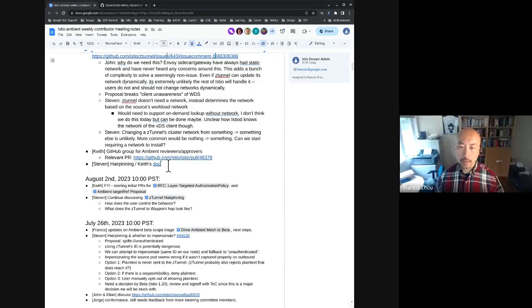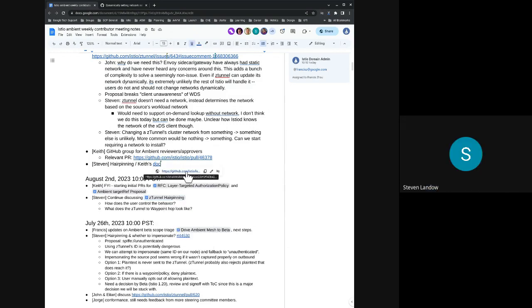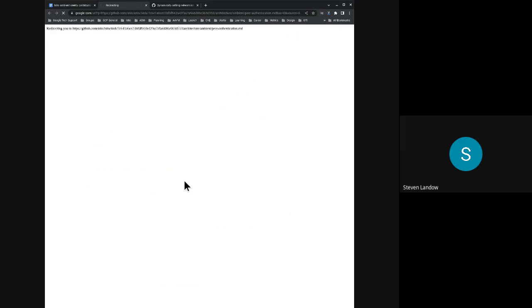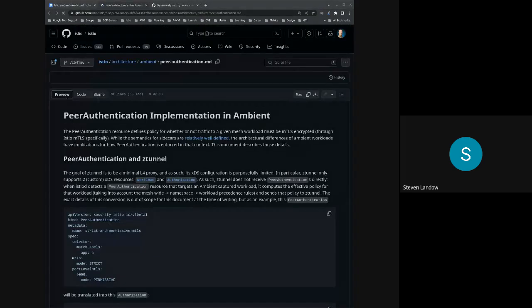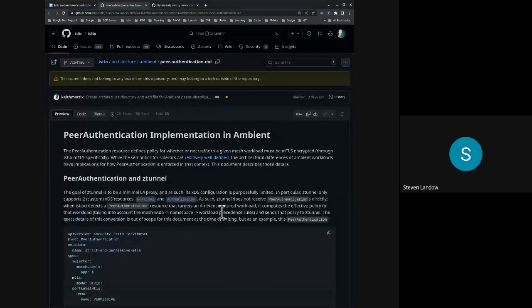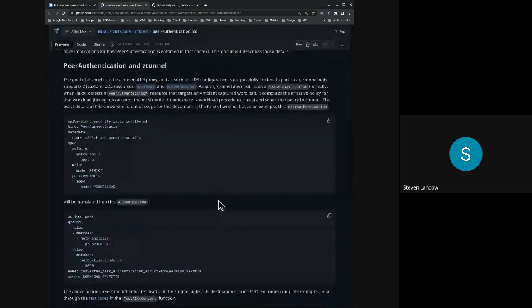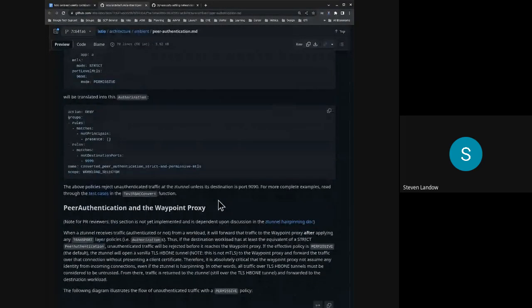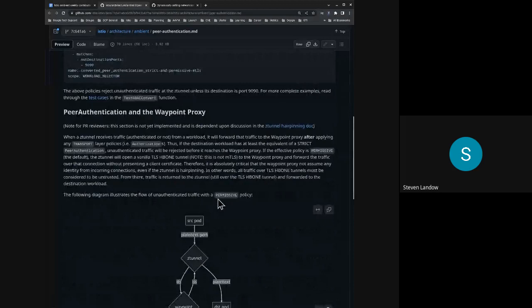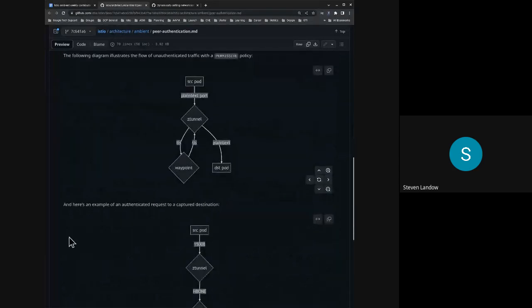Okay. Next topic is Stephen. Hey, Stephen, did you mean to add a link to this doc, the zTunnel hairpin doc? Because the link is pointing to Keith's doc that's in a PR. I see some of the diagrams, and it's part of the discussion for that same doc. This one here. Right.